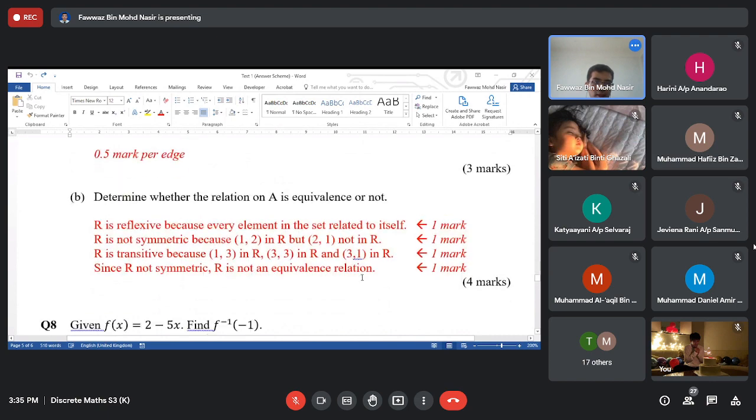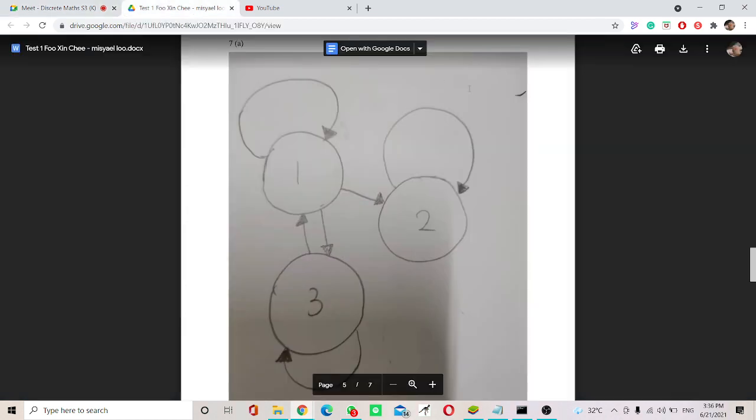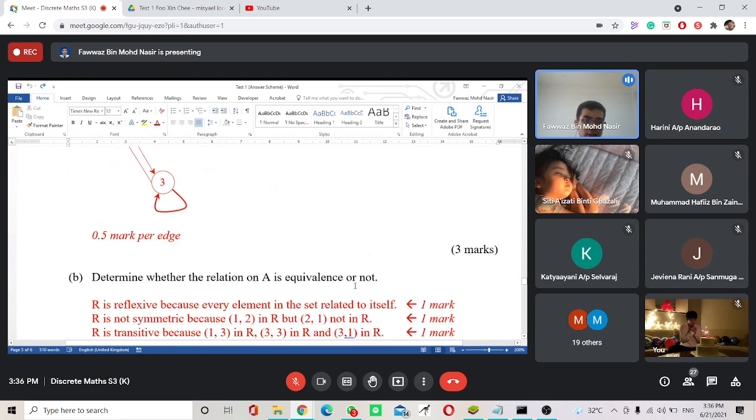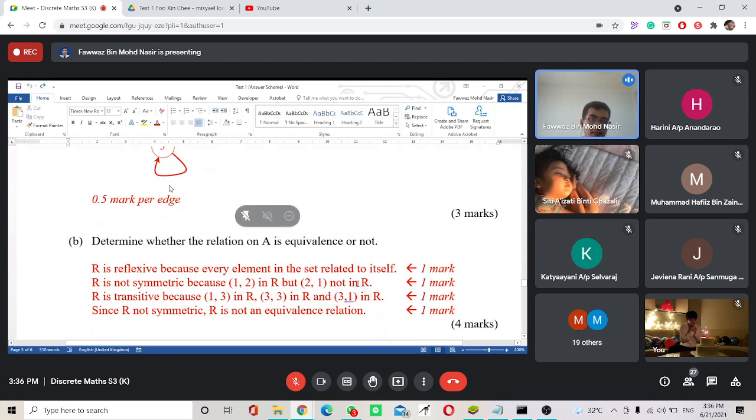Okay. Then determine whether the relation on A is an equivalence relation or not. So to see whether it is an equivalence relation or not, for equivalence it needs to fulfil 3 characteristics.